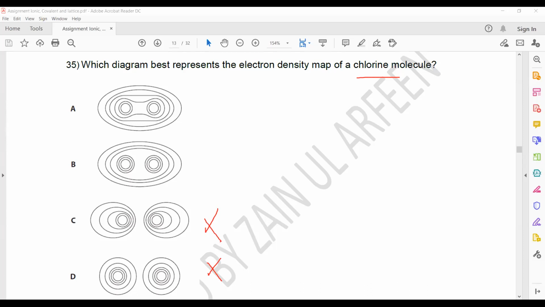What could be the right answer? Here, A is the right answer. Why is A the right answer? Because what it shows, these lines are representing the electron density, meaning I can find an electron anywhere within this region. Maximum probability or chance is there of finding an electron. But this shows that the electron can be here or here, not between them.